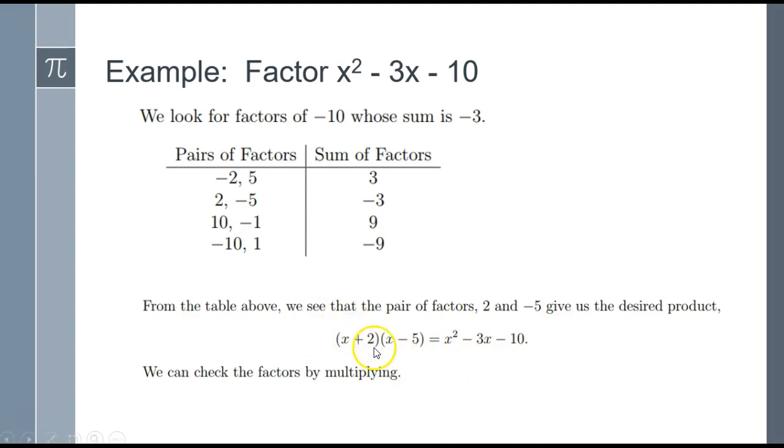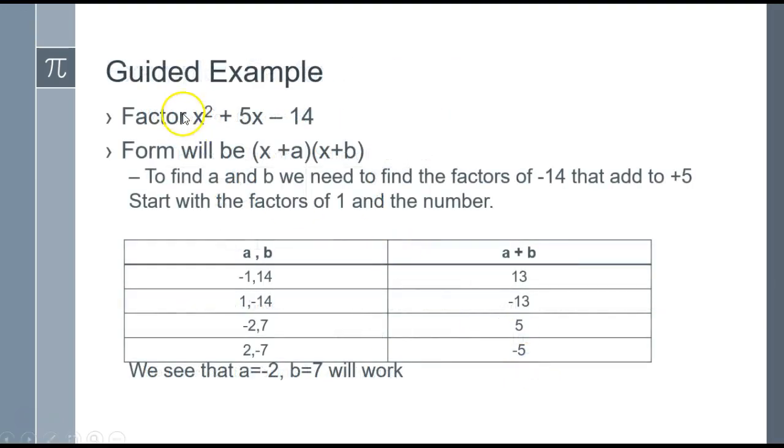But the short way to see that is 2x minus 5x is negative 3x. 2 times negative 5 is negative 10. You check your work in factoring by doing the multiplication and seeing that you get back what you started with. So let's try another one.